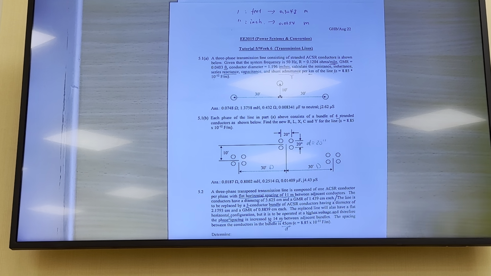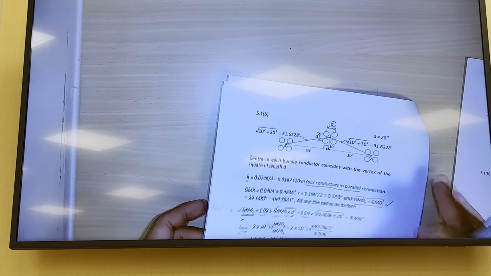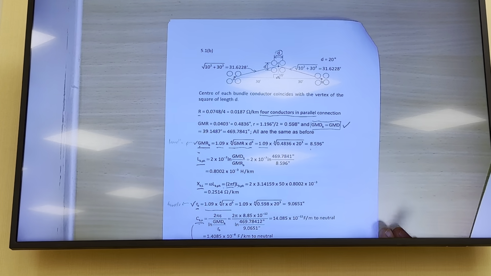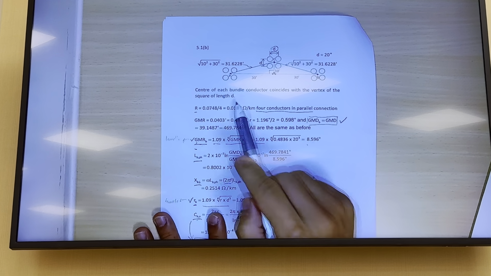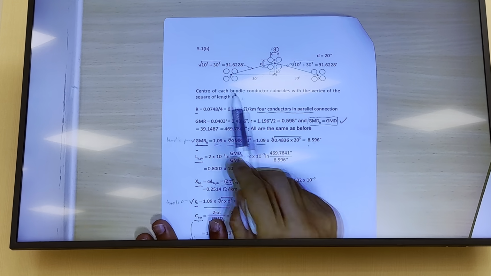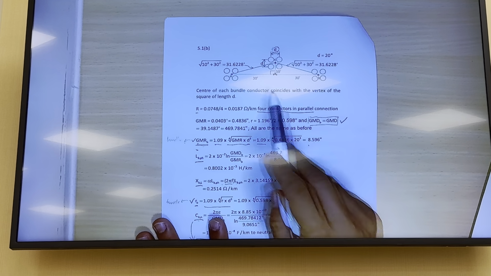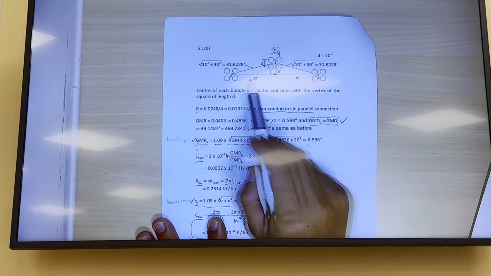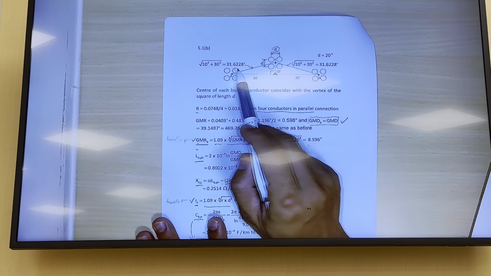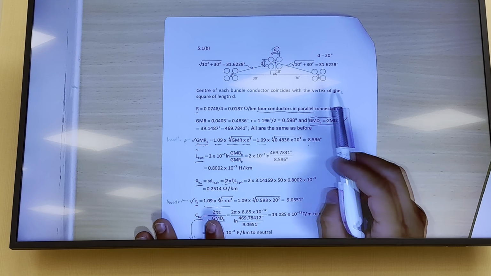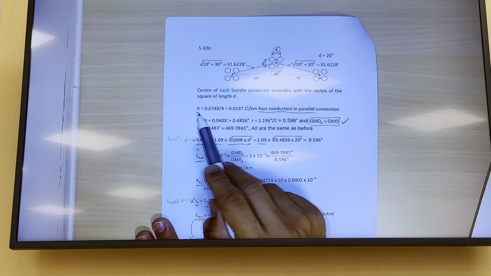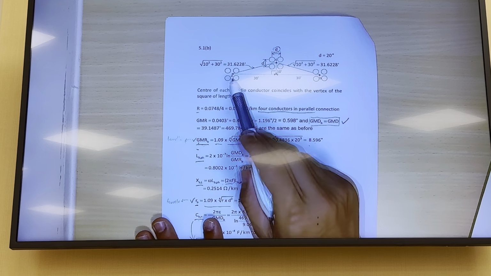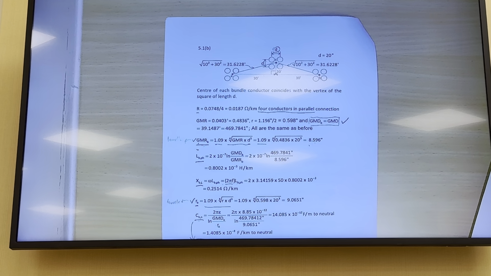So after that, we just substitute the same value into the formula. For this second one, because of this bundled conductor, you can see here the GMD remains the same. GMD does not change. This is the 60, and this is the 31.6 feet. However, the resistance won't change either. For each single wire, the resistance does not change.